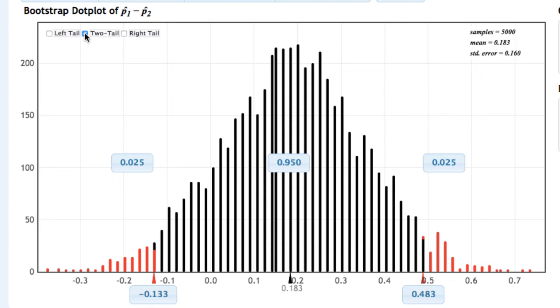Note that this confidence interval includes 0. This means that 0 is a reasonable estimate for the difference between these two proportions. In other words, it's possible that there is no difference between the proportion of females and the proportion of males who are currently dieting.